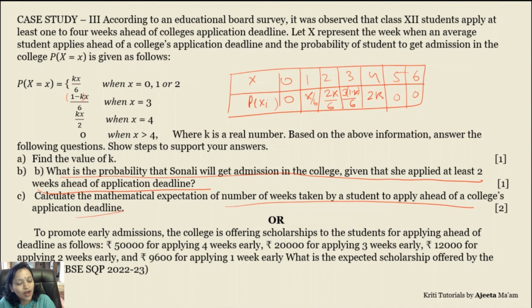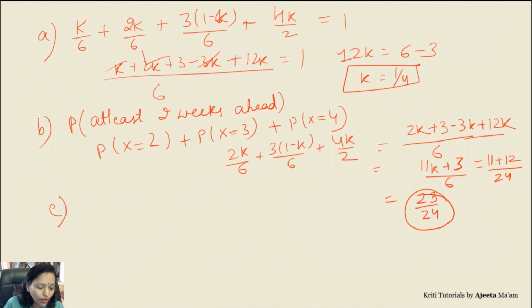आप k by 6 को ऐड करके सॉल्व कर सकते हैं, राइट? और सबका एडिशन क्या आएगा? 1 आएगा. So now if you calculate the mathematical expectation of the number of weeks taken by the student to apply ahead of a college application deadline, it will be basically the same answer. So 1 minus 1/24, that you get 23/24. So that is what we have.